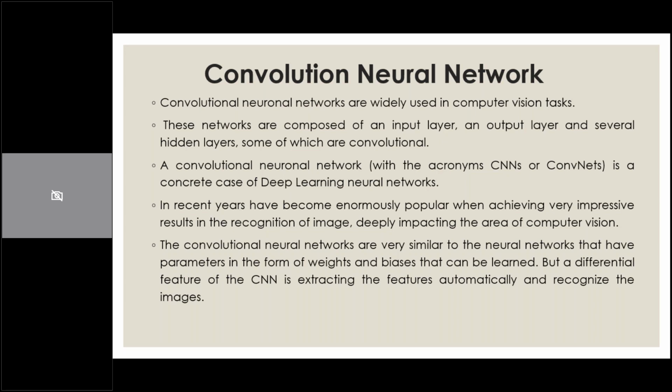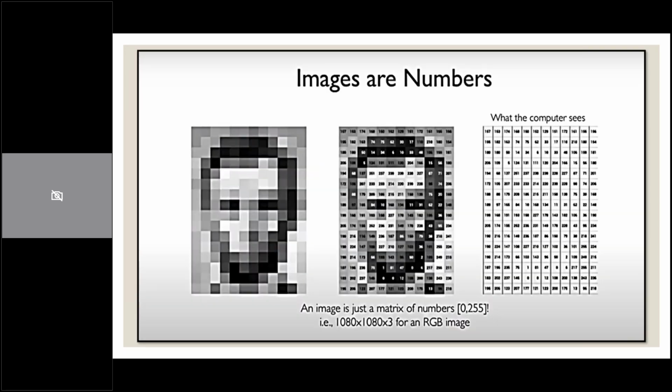I already told you CNN extracts the features automatically and recognizes the images based on the network training. Okay, so this is the way you have to proceed in a CNN, and CNN is mainly for computer vision tasks. Before that, what is a computer vision task? I'll tell you later. Now see how the images are stored in the system.